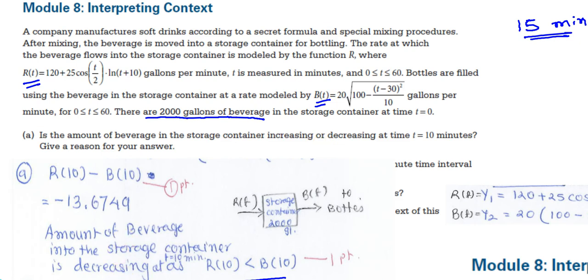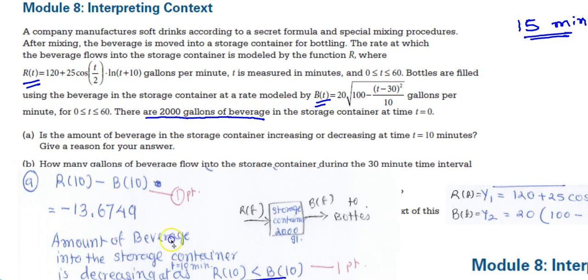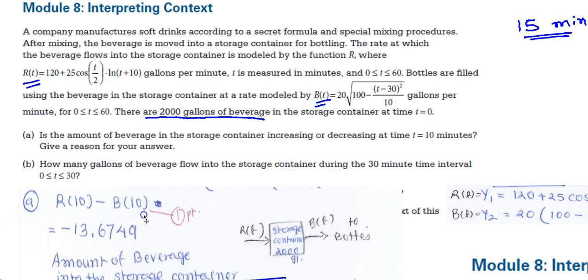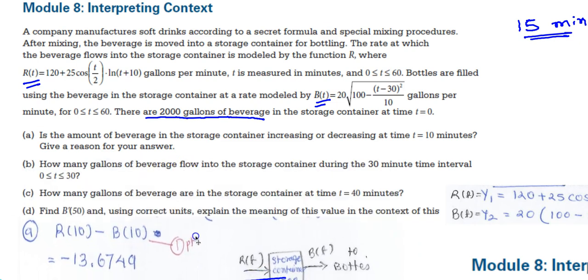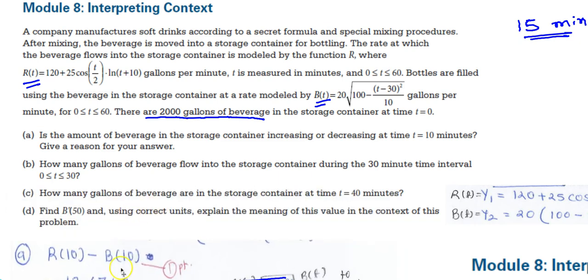Okay, so now let's take a look at the second part. How many gallons of water, beverage, flow into the storage container during the 30-minute time interval? For that part, you will have to actually evaluate.